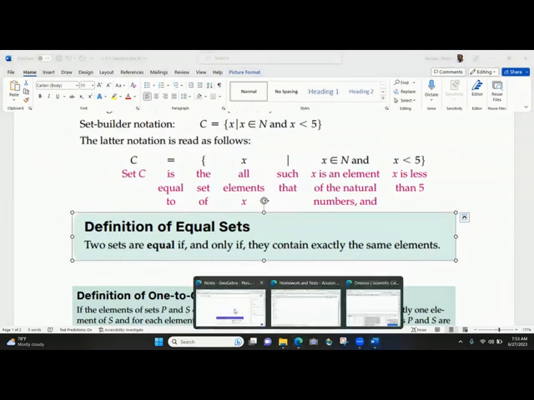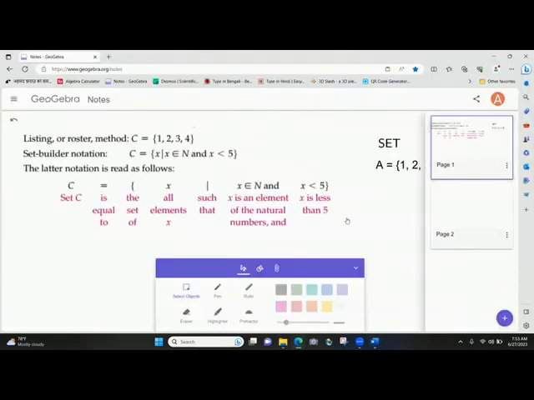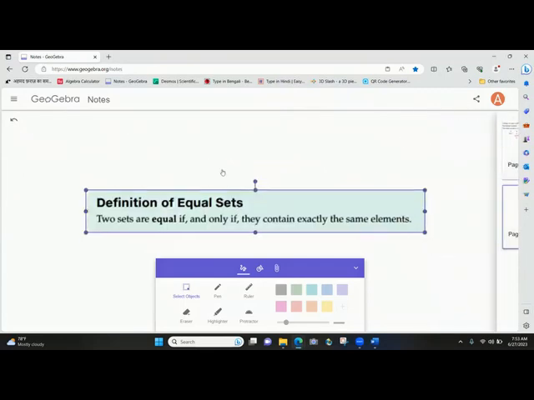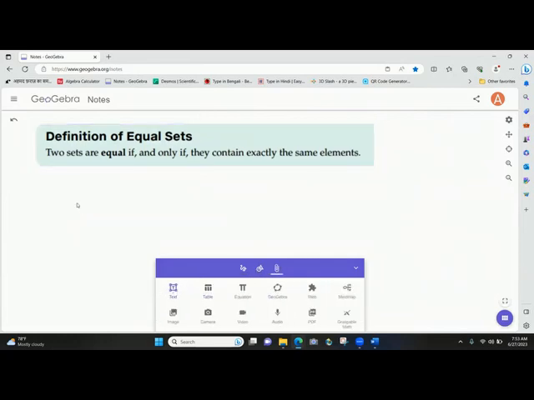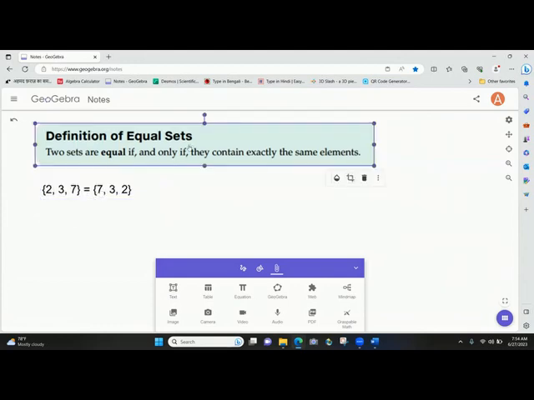Okay, we have kind of discussed that. Two sets are equal if they have the same elements. Again, order doesn't matter. So these two sets are equal because they have the same elements. These are called equal sets. Nothing too fancy.